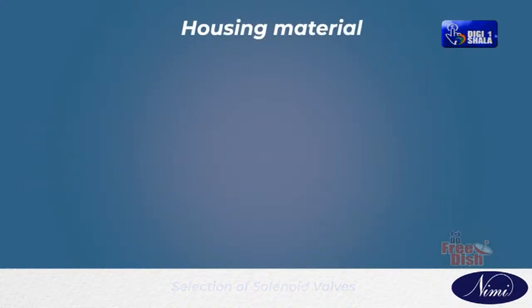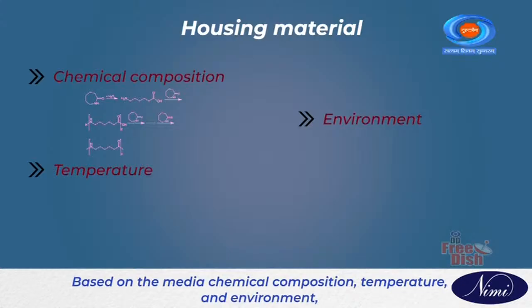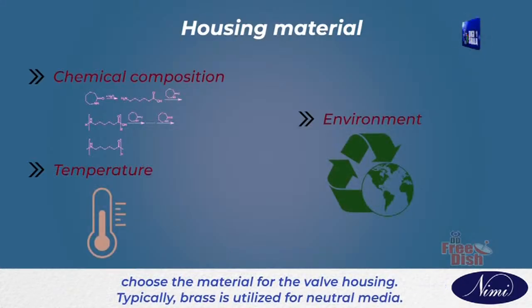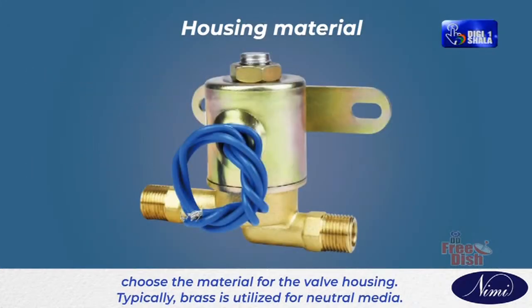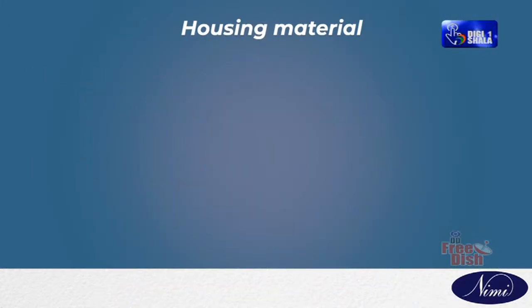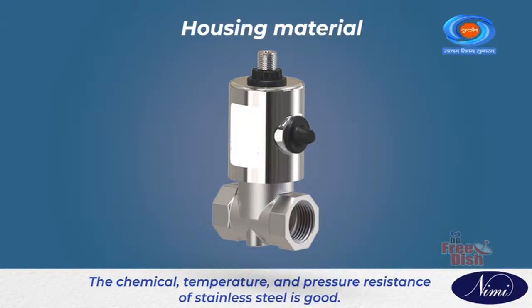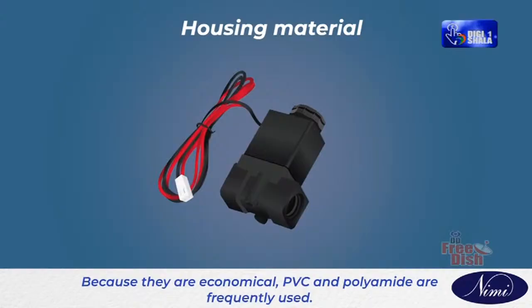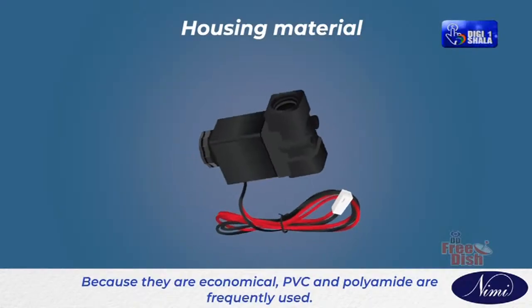Housing material. Based on the media's chemical composition, temperature, and environment, choose the material for the valve housing. Typically, brass is utilized for neutral media. The chemical, temperature, and pressure resistance of stainless steel is good. Because they are economical, PVC and polyamide are frequently used.